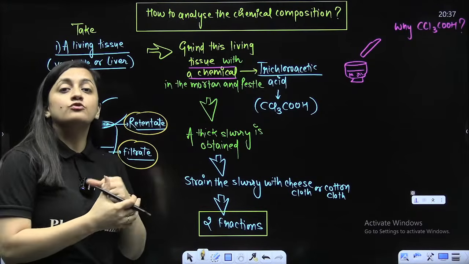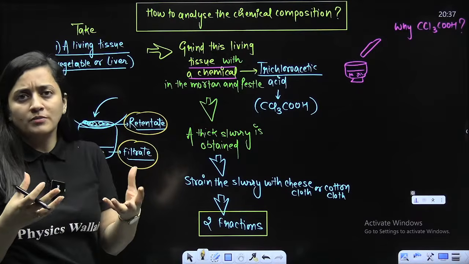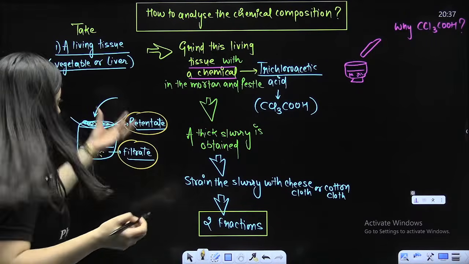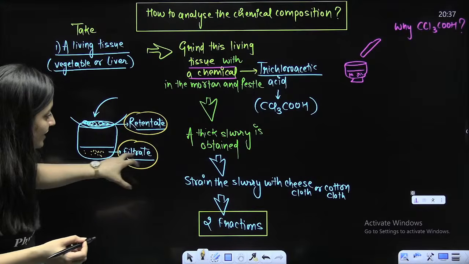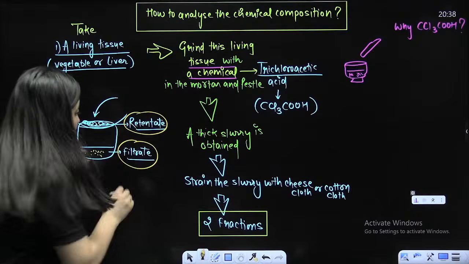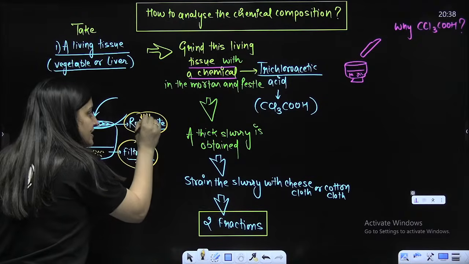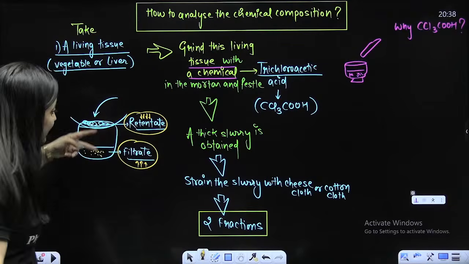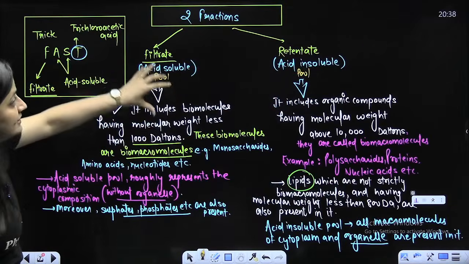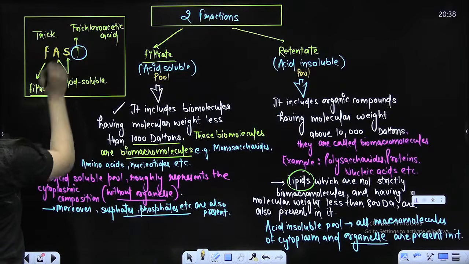Now you are going to strain it. When you strain it, you have to use a cloth. You can go for normal cotton cloth or cheesecloth. When you separate it, you get the filtrate and the retentate. The filtrate is showing the acid soluble pool, and the retentate is showing the acid insoluble pool. So we are getting two fractions here. There is a trick for this fraction, and that is fast.